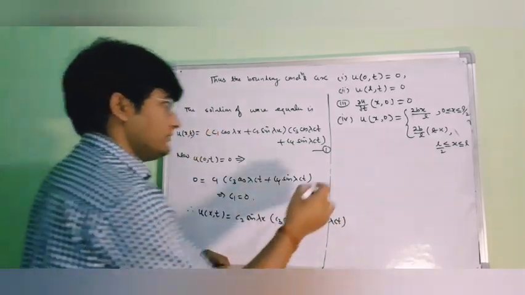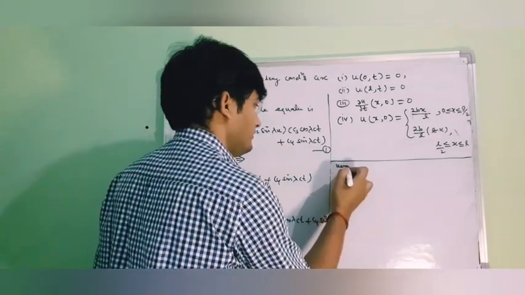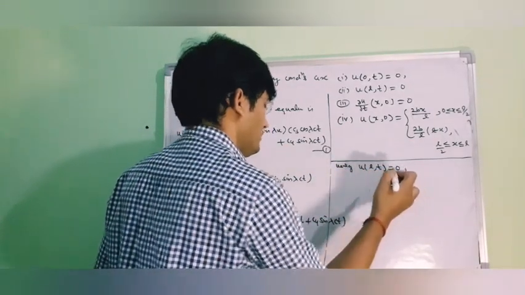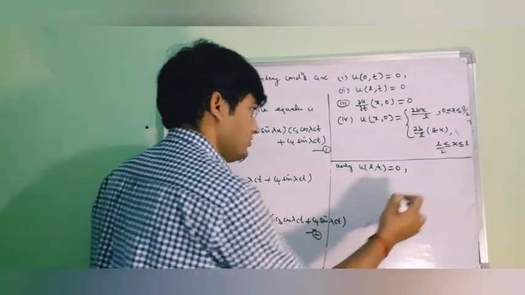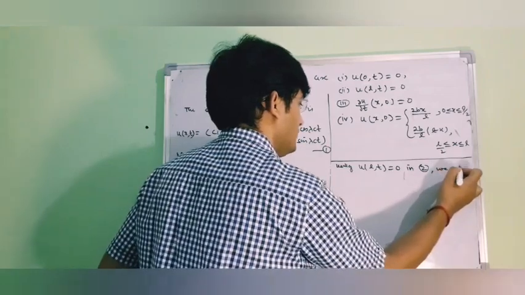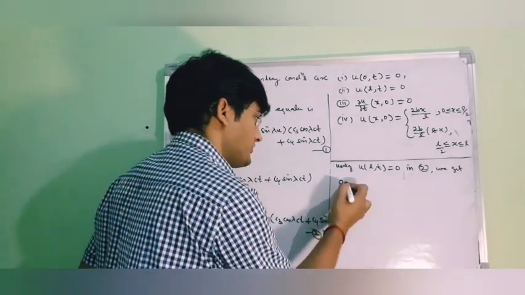So now again use boundary condition 2. Using the boundary condition u at x equal to L in equation number 2, we get, if your x is L, then again your displacement is 0.